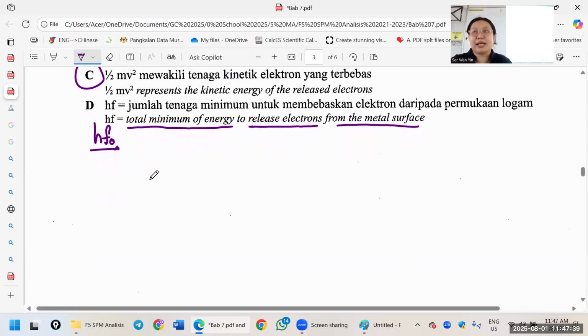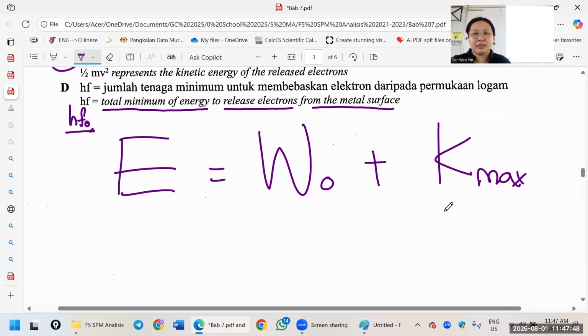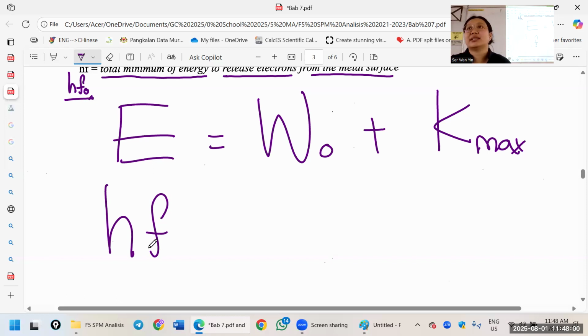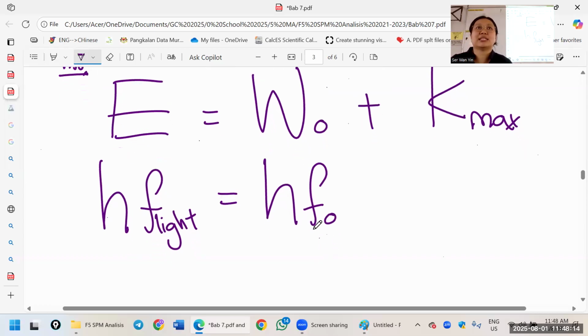Brandon? 不要睡觉，还是你站着比较精神。Okay, so again, now let's make a conclusion. E equals to W naught plus K max. So E equals to what? HF. This F means F of what? This F is F of light. W naught work function formula HF naught. What is this F naught? Yeah, we say threshold frequency.